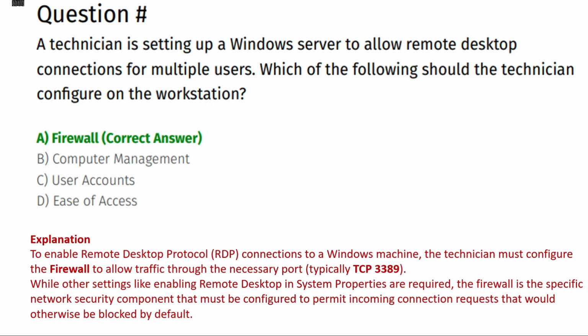To enable Remote Desktop Protocol connections to Windows machines, the technician must configure the firewall to allow traffic through the necessary port, typically TCP 3389. While other settings, like enabling remote desktop in the system properties, are required, the firewall is the specific network security component that must be configured to permit incoming connection requests that would otherwise be blocked by default. So that's why the correct answer for this question is option A, firewall.